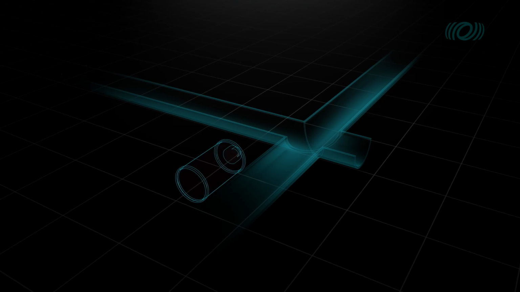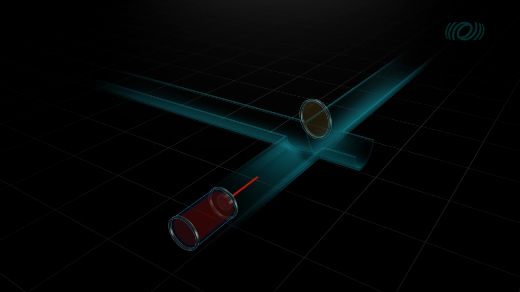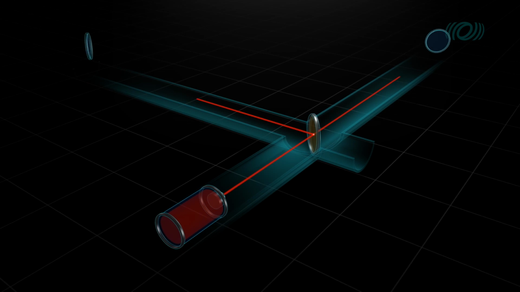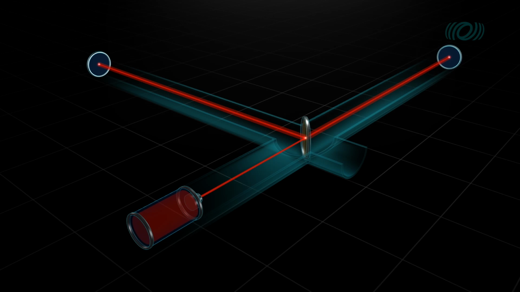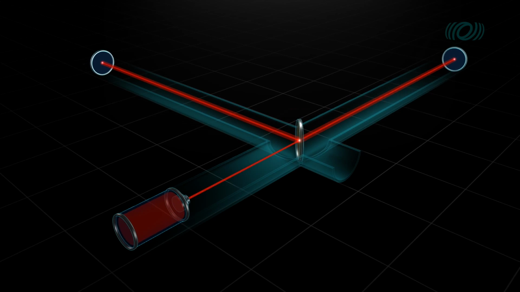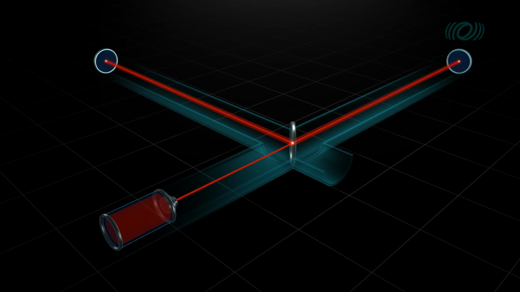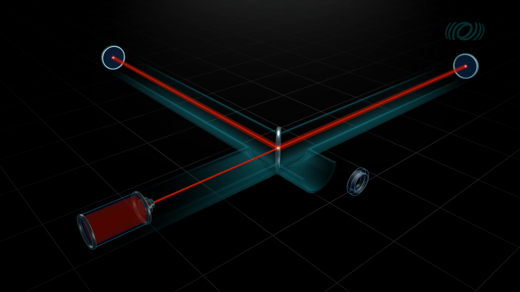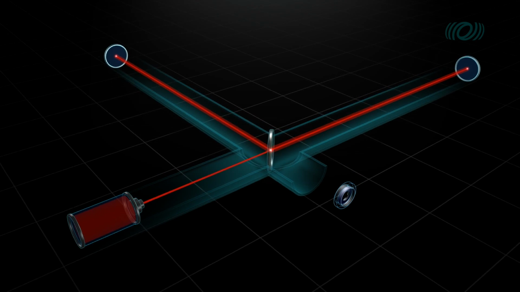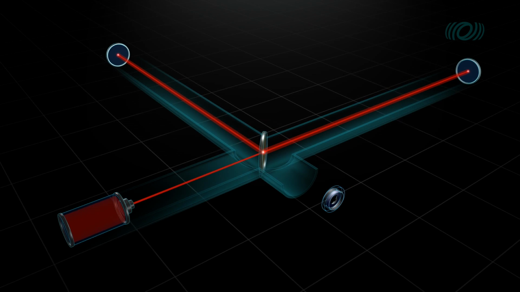In a Michelson interferometer, a laser beam is split into two beams. Mirrors reflect the beams back, which recombine at the beam splitter. If the arm length difference is such that the two light waves exactly cancel each other, no light is detected. This is called destructive interference.